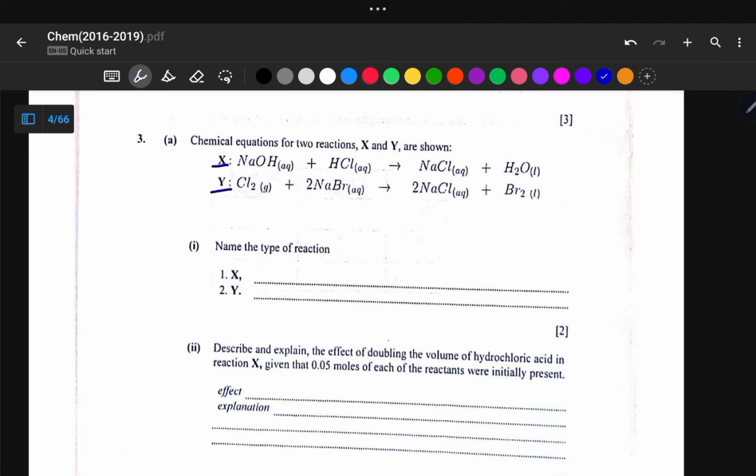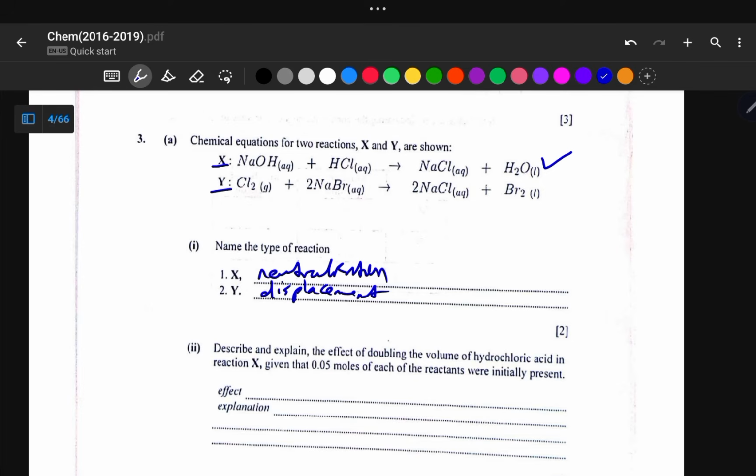So here we've got this equation for titration. We did titration for question number 1, so we're not going to spend much of our time on reaction X. Reaction X is the neutralization reaction, right? And then reaction Y is what we call the displacement or the redox reaction. So displacement, a subtype of the redox reaction, right?